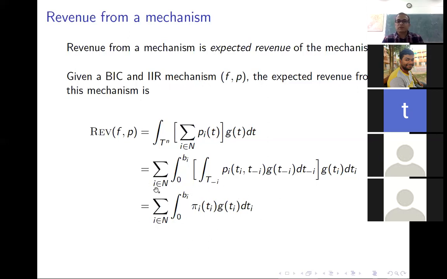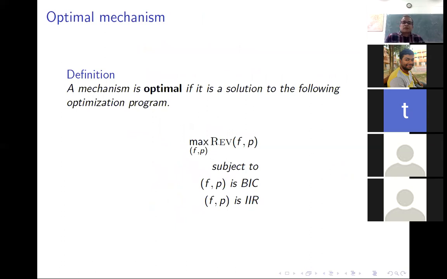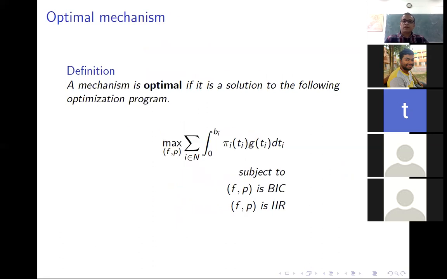I mean, we'll use this expression instead of this, but the basic idea is the same. So what is an optimal mechanism? A mechanism is optimal if it is a solution to the following optimization program. Basically, I'm maximizing the expected revenue across all mechanisms which are Bayesian incentive compatible and interim individually rational, where expected revenue is this particular expression.